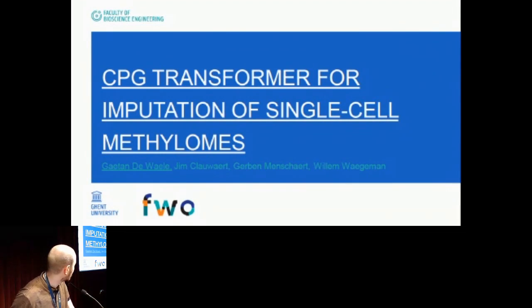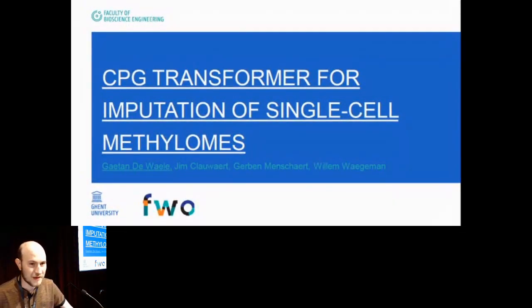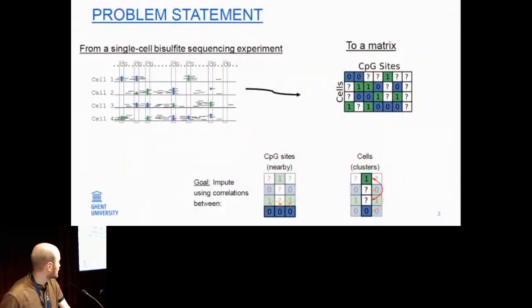I'm Gaetan. I'm going to be talking about my work, CpG Transformer for the imputation of single-cell methylomes. So let's set the stage. Single-cell bisulfite sequencing is being used to profile DNA methylation in single cells. And I think many of you will know that DNA methylation is an important biological process. It's been involved in gene regulation, developmental processes, and also cancergenesis. So of course, it's interesting to profile that in single cells.